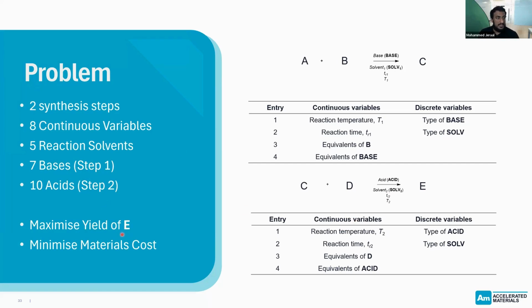The objectives are the same as the first reaction, where we're trying to maximize the yield of E whilst minimizing the total materials cost. And for this one, there were some really expensive reagents, so it was really critical for us to minimize the cost here.